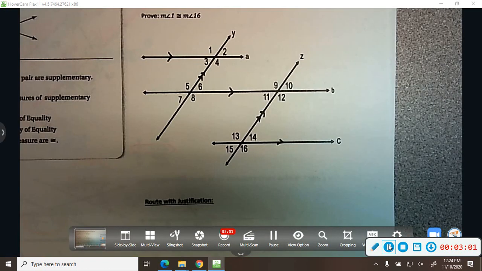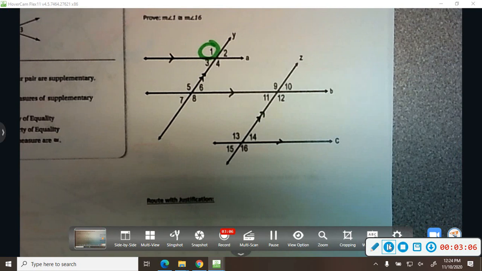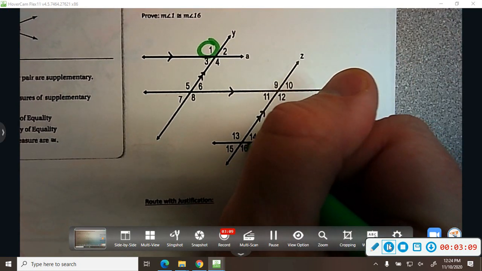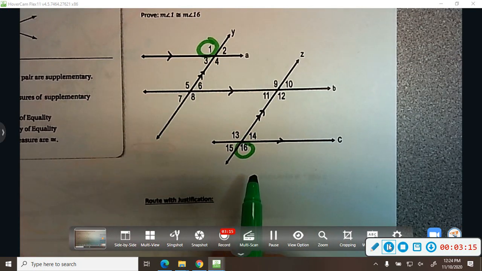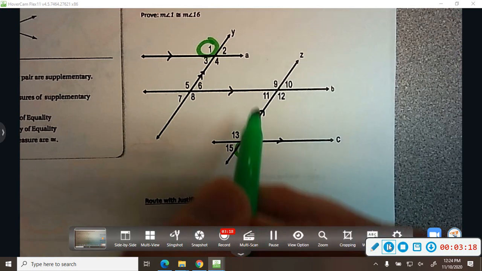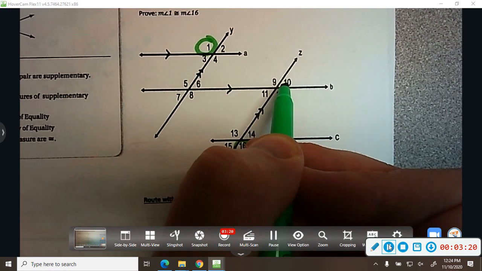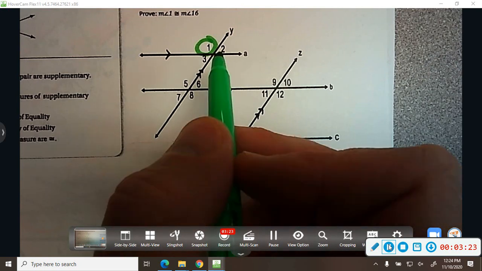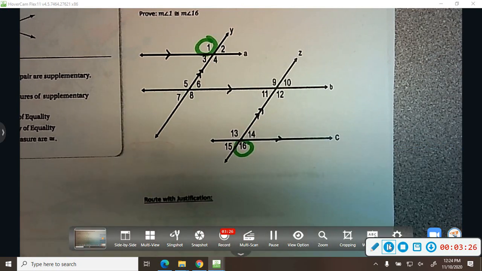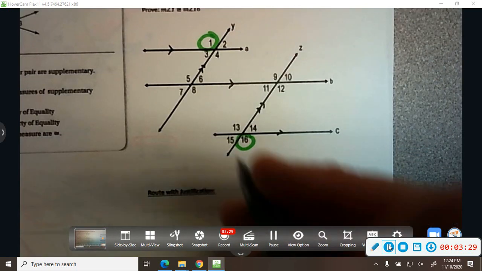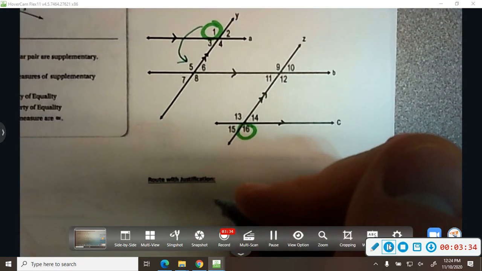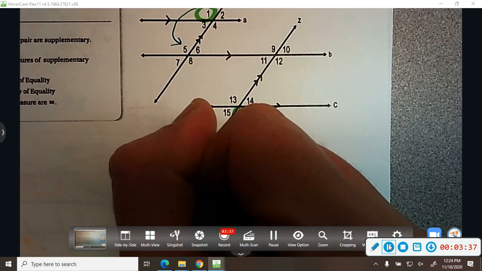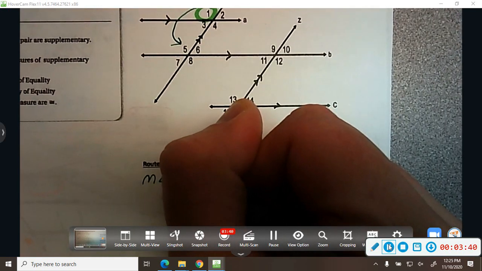Prove that the measure of angle 1, so where's 1, is congruent to 16. So you can't just say that this and this are alternate exterior. You have to do something called angle hopping. So you're going to go from here to here to here to here. And so first thing I'm going to do is I am going to go from 1 to 5. And I'm going to say the measure of angle 1 is equal to the measure of angle 5.